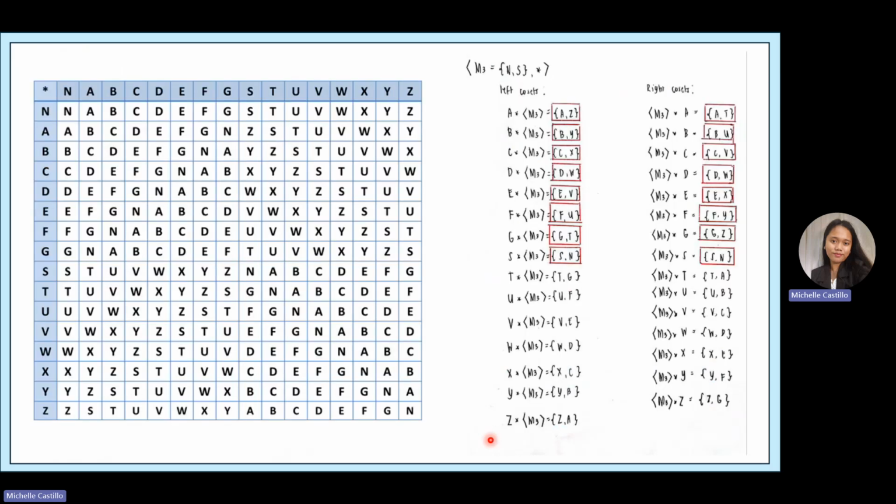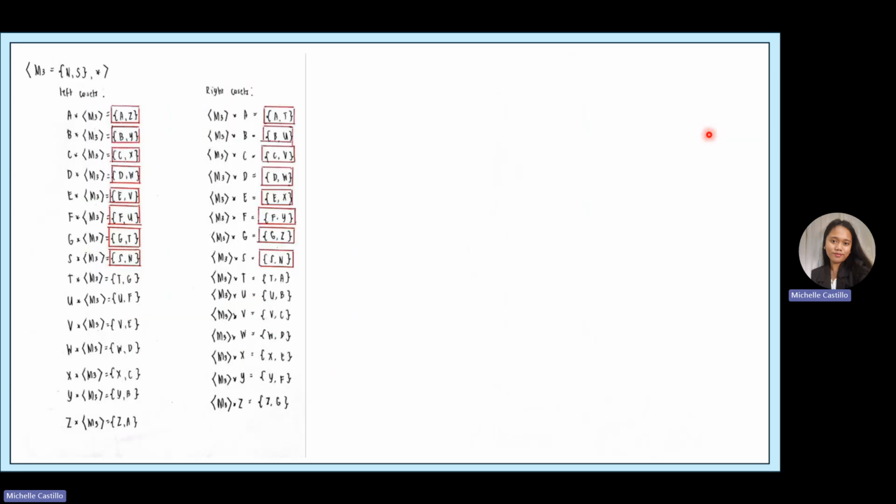Next, we have M sub 3 is equal to the set of N and S under the binary operation star. So again, for the left cosets, we will operate the elements of the group to the subgroup, while on the right cosets, we will operate the subgroup to the elements of the group. So here we have A star N is equal to A, and A star S is equal to Z. That's why we have A and Z for this one. Then for the right cosets, we have N star A is equal to A, then S star A is equal to T. That's why we have A and T for this one. So when we continue this process, you will get these left and right cosets.